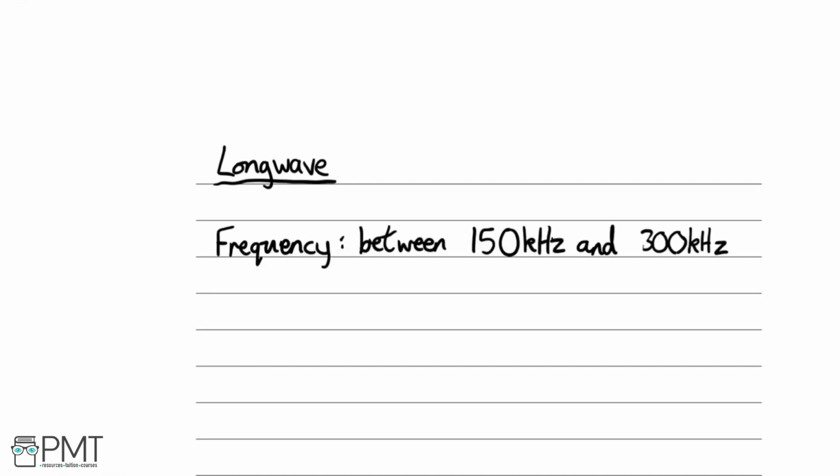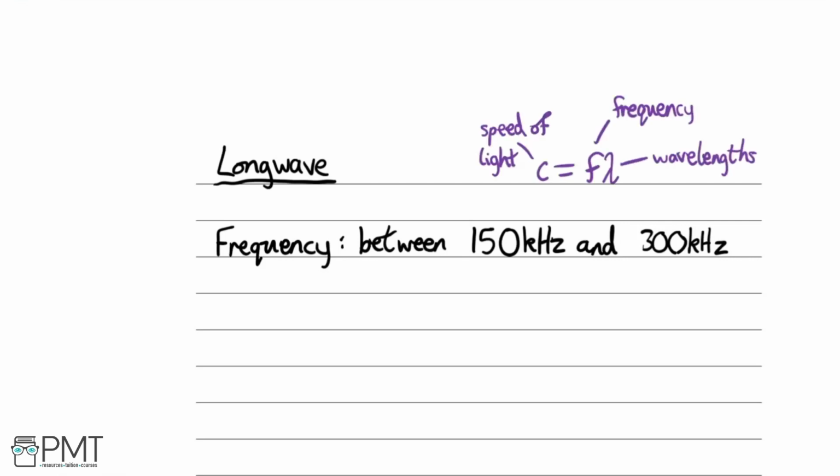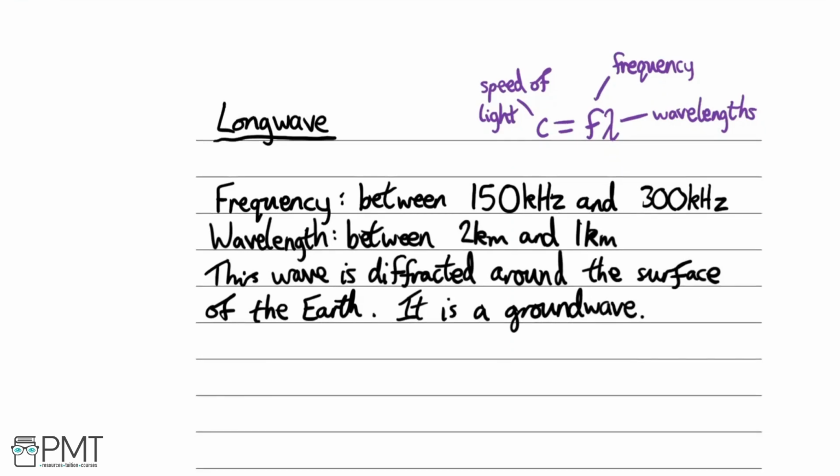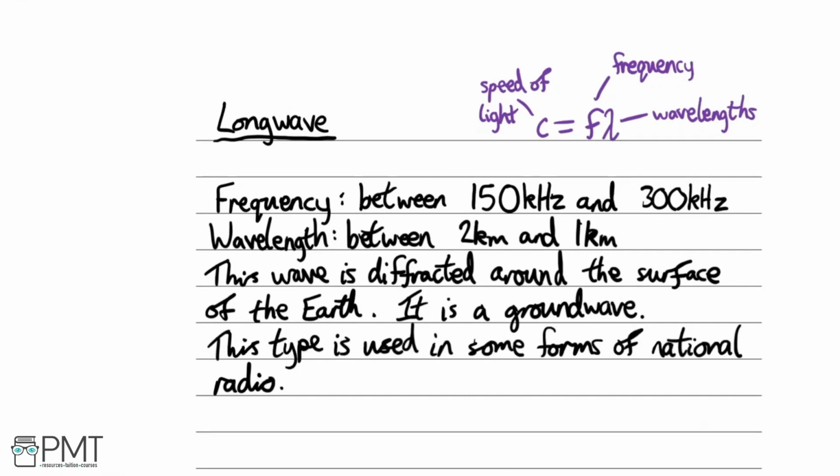So let's start with long wave. The frequency range is between 150 kHz and 300 kHz. Using the wave speed equation, we can calculate the wavelengths. And for a long wave, this range is between 2 kilometers and 1 kilometer. Now, for a long wavelength such as this, we can actually diffract the wave around the surface of the Earth. So we call it a ground wave. We should also state the typical use. One of those uses is national radio. So that would be sufficient information for long wave. We now need to repeat this format for shortwave and microwave.